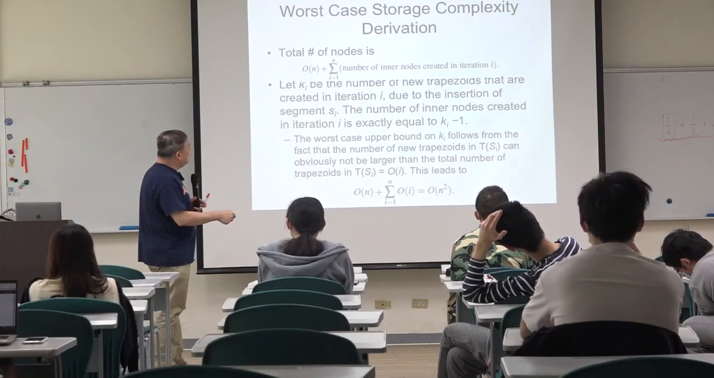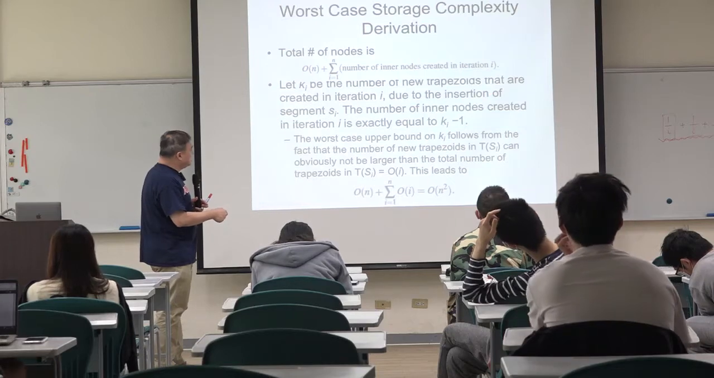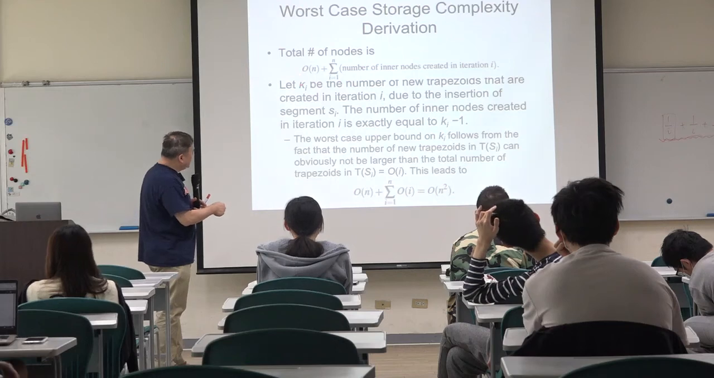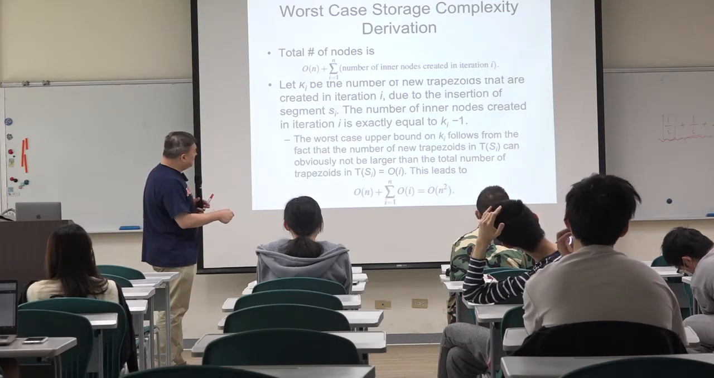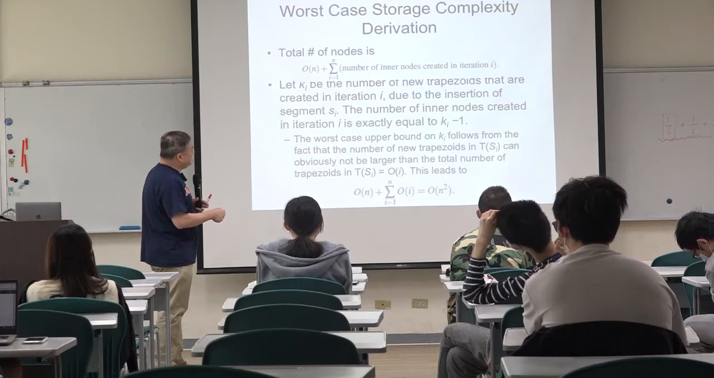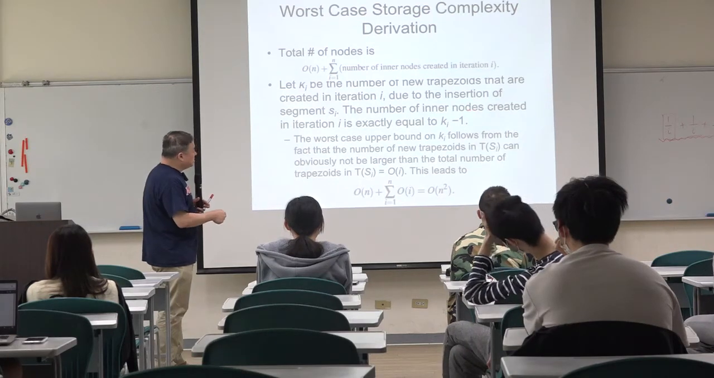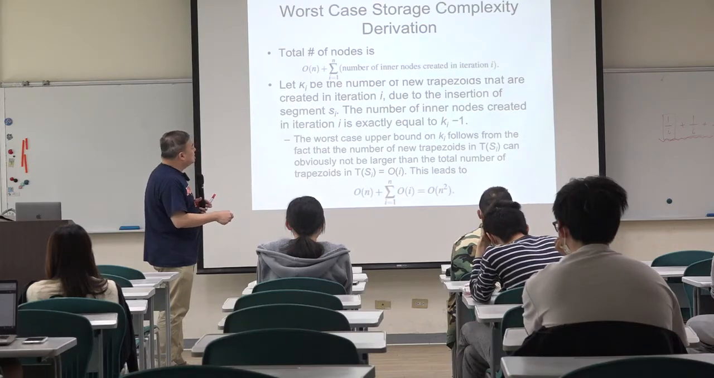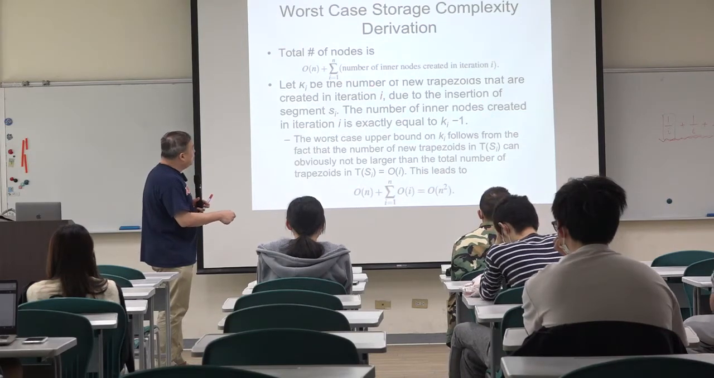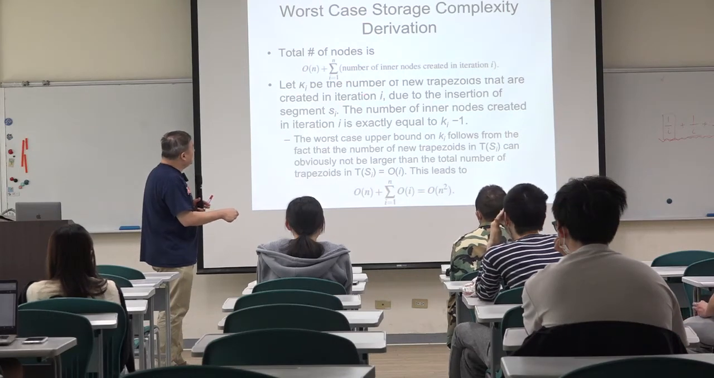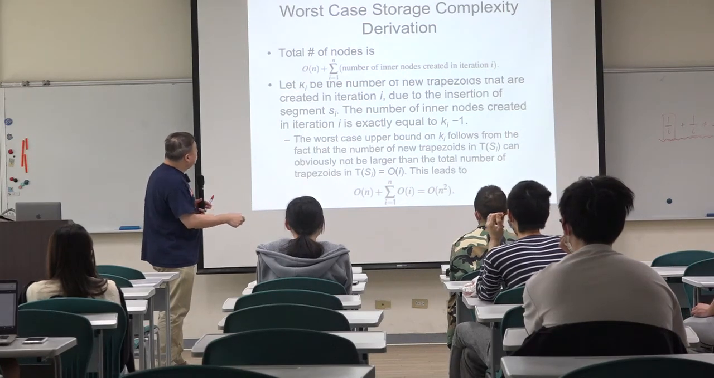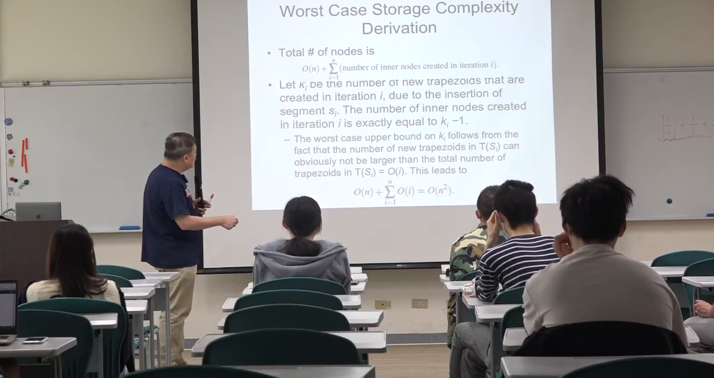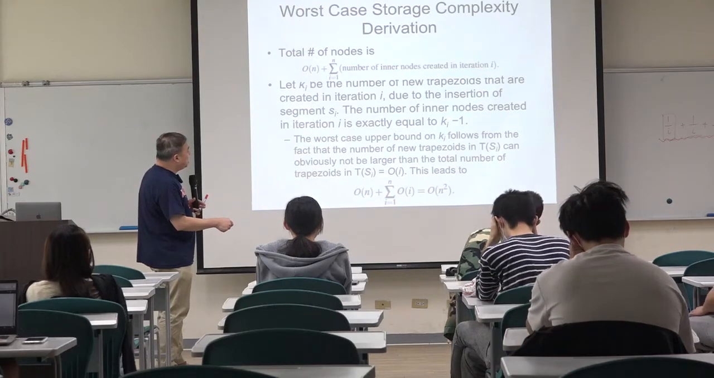If we represent the number of new trapezoids that are created in iteration i as kappa i, then if you look at the insertion process, you will see that when we create kappa i new trapezoids, the number of new inner nodes that we insert will be exactly kappa i minus 1.